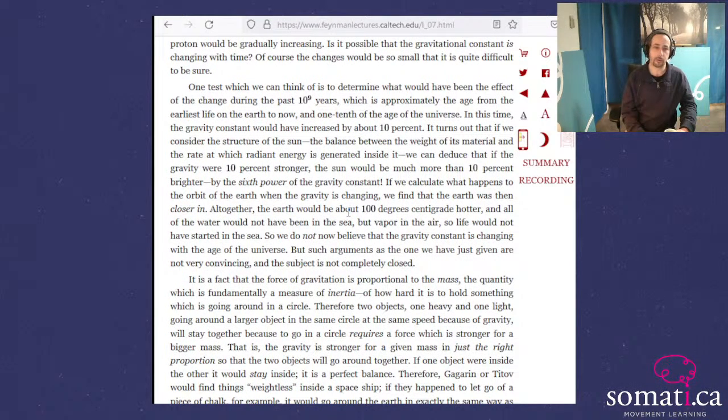One test which we can think of is to determine what would have been the effect of the change during the past billion years, which is approximately the age from the earliest life on the Earth to now, and 1/10 of the age of the universe. In this time, the gravity constant would have increased by about 10%. It turns out that if we consider the structure of the Sun, the balance between the weight of its material and the rate at which radiant energy is generated inside it, we can deduce that if the gravity was 10% stronger, the sun would be much more than 10% brighter, by the 6th power of the gravity constant.